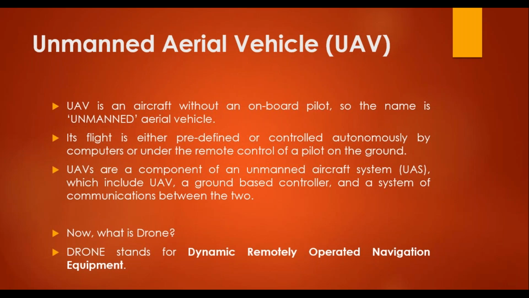Basically the pilot is controlling from the ground itself. UAVs are a component of an unmanned aircraft system, which includes the UAV, a ground-based controller, and a system of communication between the two links. So we have the UAV, the aerial system, and the controller with the pilot on the ground, which controls the UAV. That is the ground station, and the communication link between the aerial vehicle and the controller is also one of the components of the system.